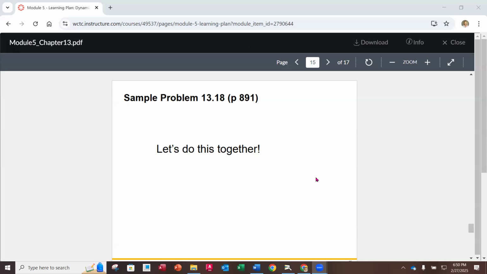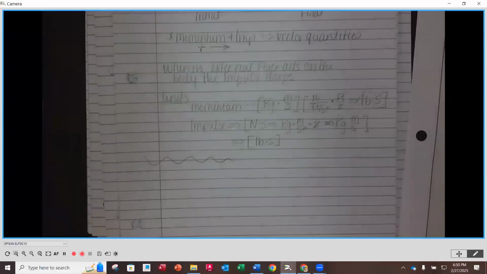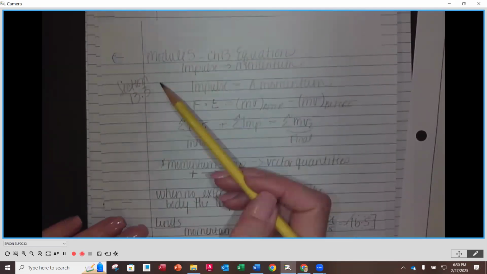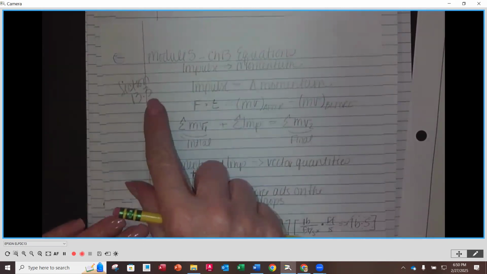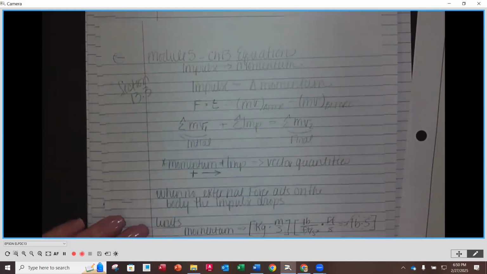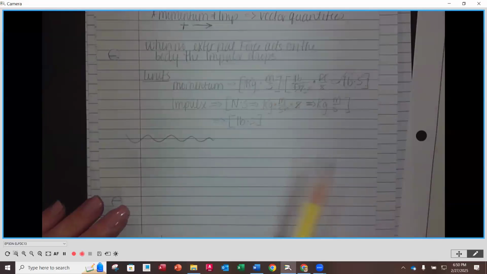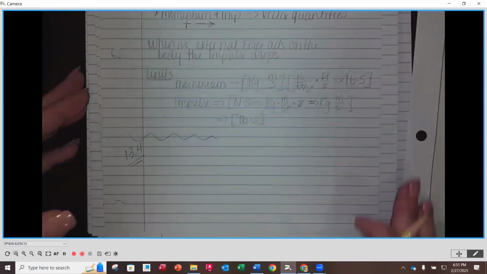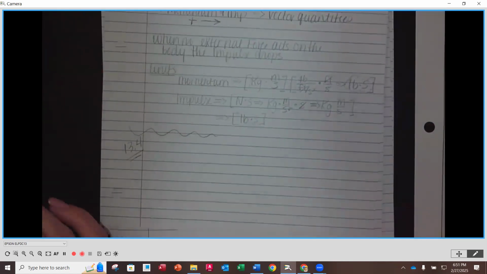But we're going to do something beforehand. Before we get to this example problem, let's pull back our equation sheet that we started for module 5, chapter 13. The things that we looked at earlier were all from section 13.3. So now we're going to look at items from 13.4, and we're just going to add a couple more items to this.